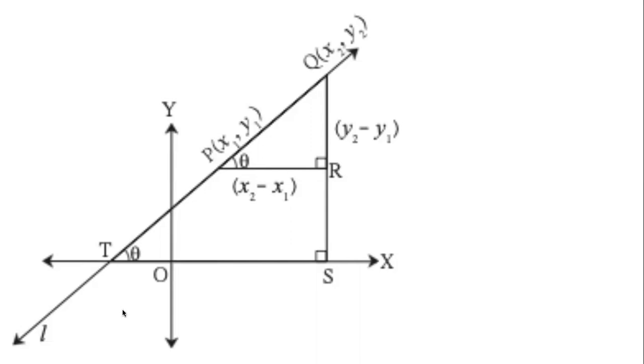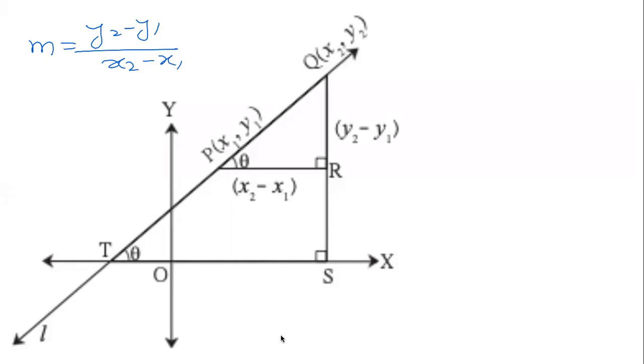So once again, we have a line L on the xy plane. The x-axis and the y-axis are clearly shown in the diagram. The line L passes through 2 points P and Q. Coordinates of P are x1, y1 and coordinates of Q are x2, y2. Now, by the mathematical definition that we have learned, m equals y2 minus y1 by x2 minus x1. This we have learned.